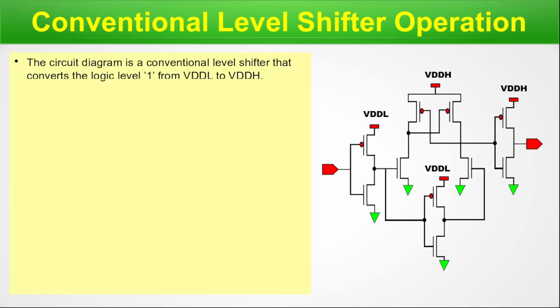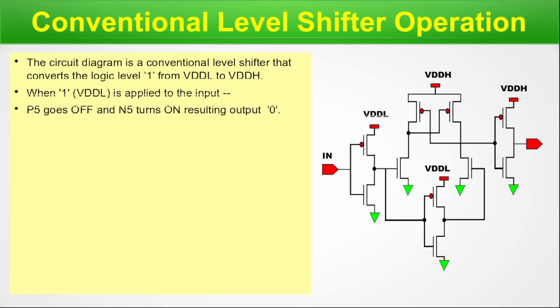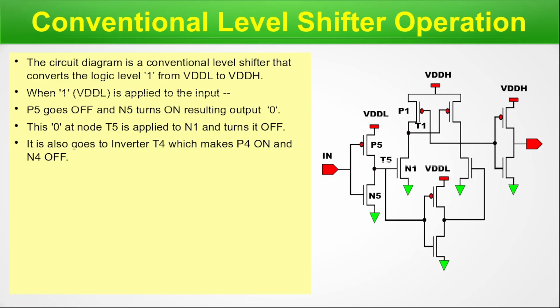Now let us proceed about the signal propagation to this level shifter. When 1, that is VDDL, is applied to the input, here is the input, P5 goes off and N5 turns on, resulting output 0. So this is P5, N5 and out. This 0 at node T5 is applied to N1 and turns it off. Here is corresponding P1 and T1. It also goes to the inverter T4, which makes P4 on and N4 off. So here is T4 and P4 and N4.